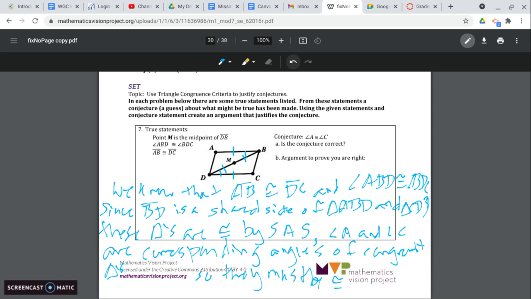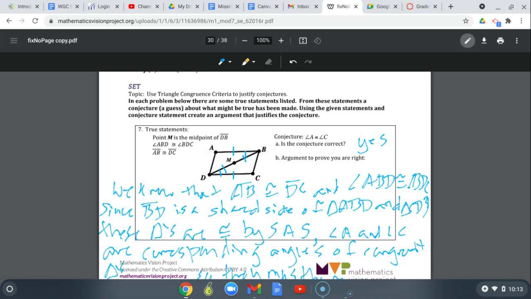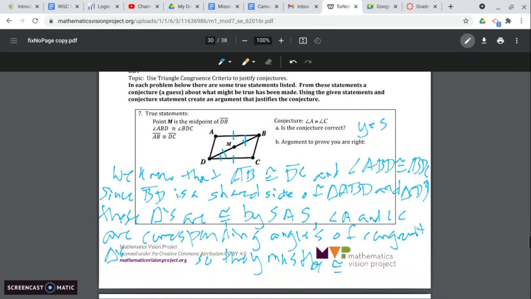Now that's a lot. So a lot of stuff going on here, but we're using what we're given, and then if we can prove that we have three things congruent between the two triangles that were given, then we can say that the triangles are congruent. Once we know that two triangles are congruent, we know all parts of the triangle must be congruent. So yes, the conjecture is true, and here's our argument to prove we're right. Okay? All right.